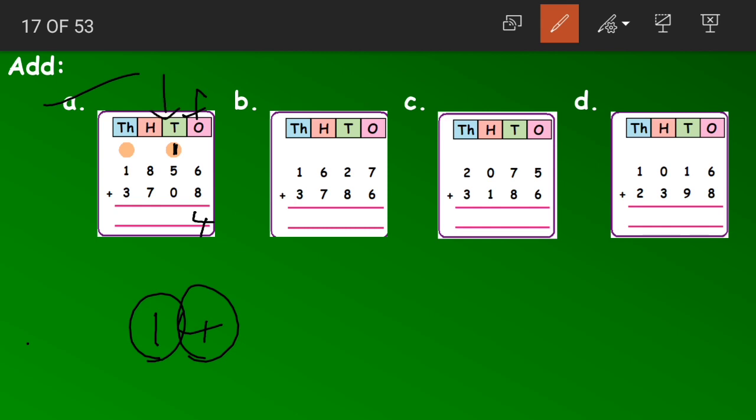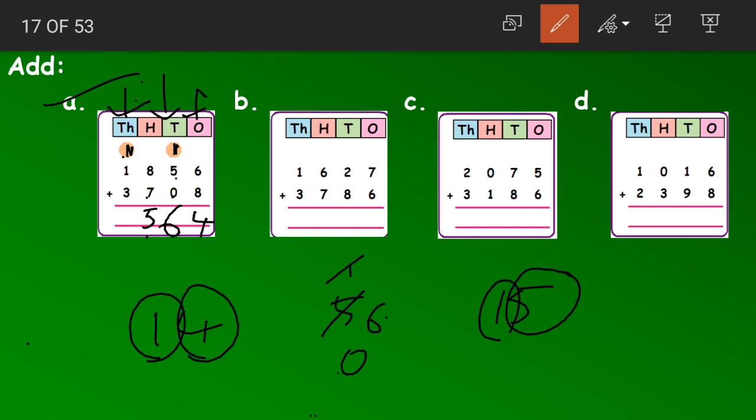Now coming to the tens place, we have 1 plus 5 plus 0. Now 1 plus 5 is 6. And 6 plus 0 becomes what, children? Yes, 6 plus 0 becomes 6 only. Now moving to the hundreds place. 8 plus 7 is equal to 15. Again in 15 we'll write 5, which is in the ones place here, and we'll carry this one to the next place.